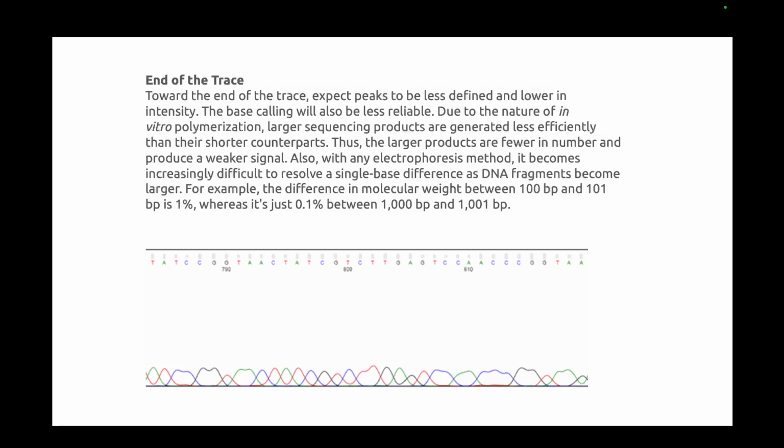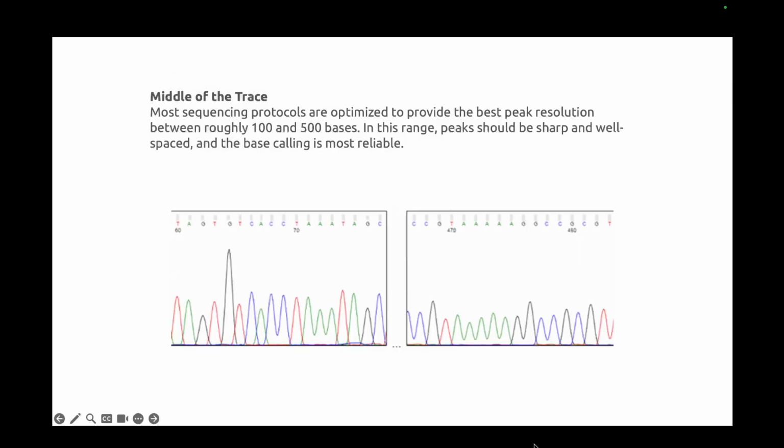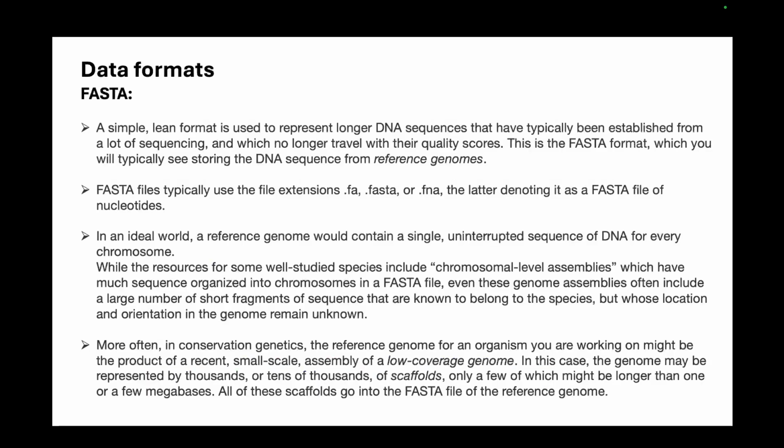So your peaks will start clustering together, and you will not have good peaks, as you saw in the 300 base pair range. At the end you'll find a similar situation as at the beginning. It's not well resolved, and you have a cluster of peaks together. So you are most confident in this region, the 100 to 500 base pair region, because the peaks are very good, and two or three different peaks do not interfere with each other. So it's the most reliable calling that is coming from the middle of the chromatogram.